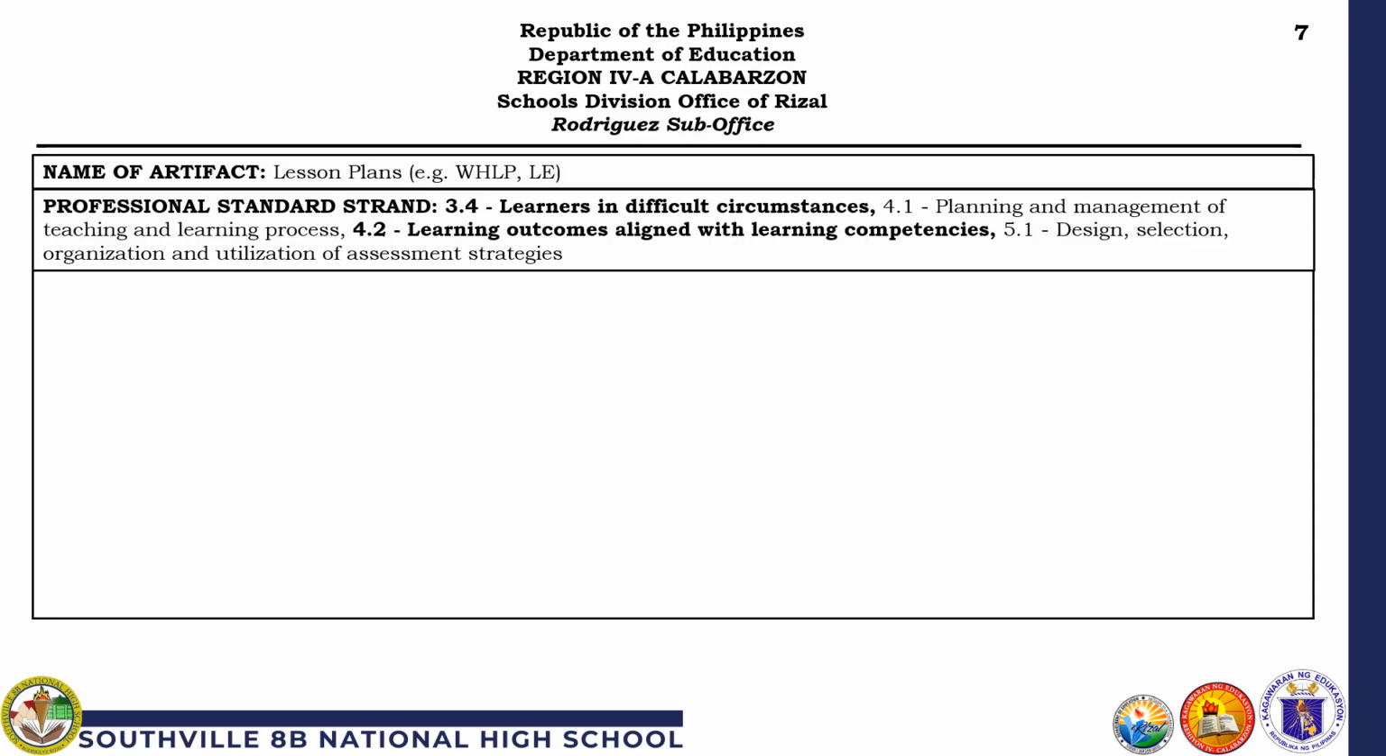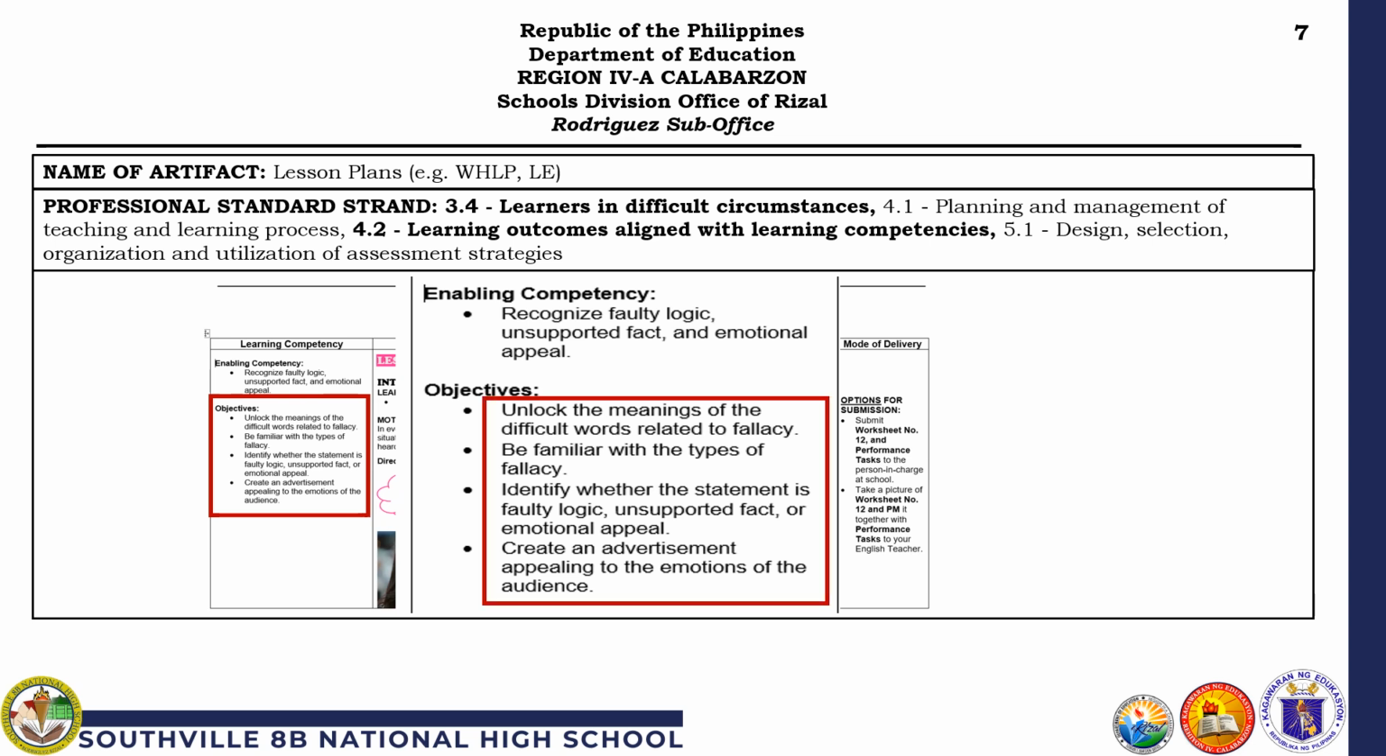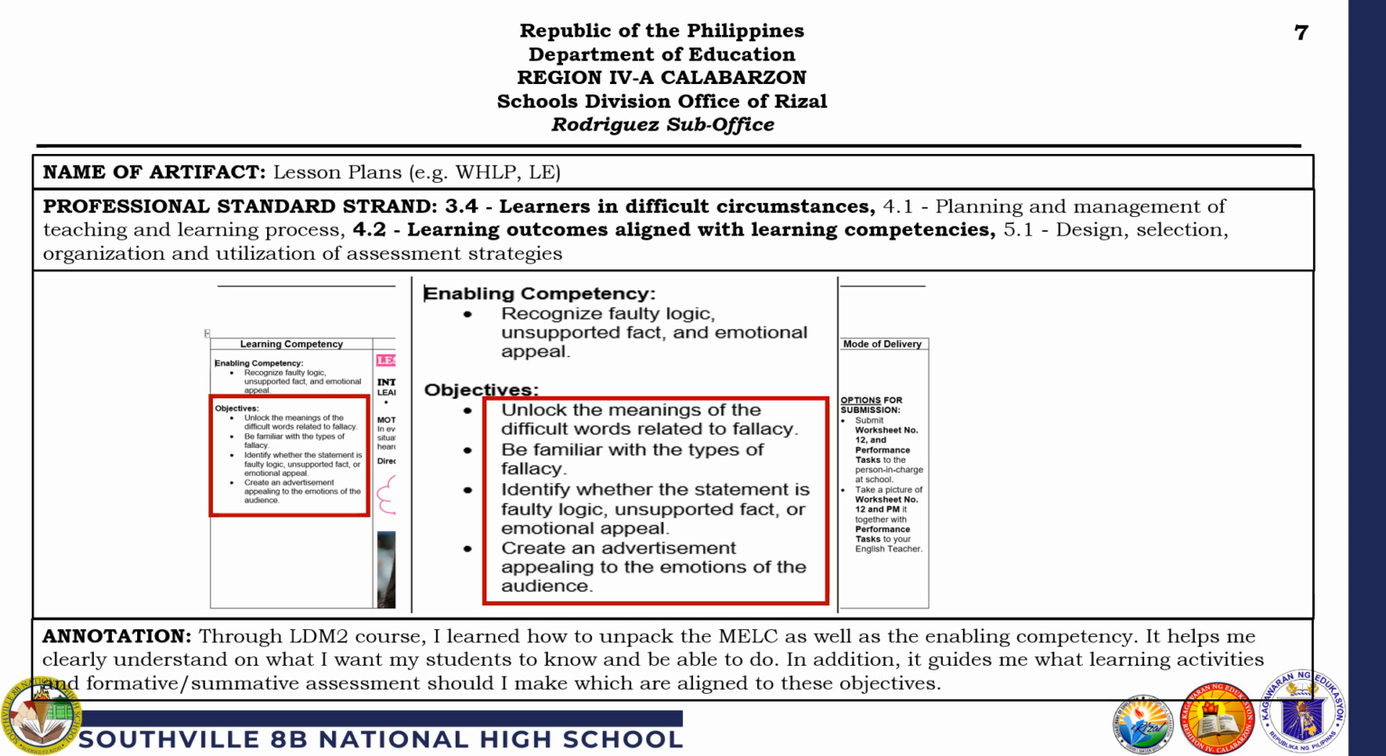For this artifact, I used the weekly home learning plans I made in the third and fourth quarters. This is the weekly home learning plan I made in the third quarter. I highlighted the SMART learning objectives I created. Then, I included annotation explaining where I learned to unpack the MELC or enabling competency and how it helps me.